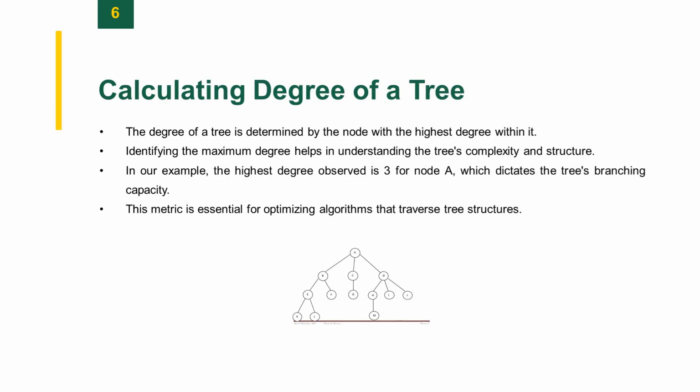Calculating degree of a tree. The degree of a tree is determined by the node with the highest degree within it. Identifying the maximum degree helps in understanding the tree's complexity and structure. In our example, the highest degree is observed for node A, which is 3. In the same way, node D also has degree 3, which dictates the tree's branching capacity. This metric is essential for optimizing algorithms that traverse tree structures.